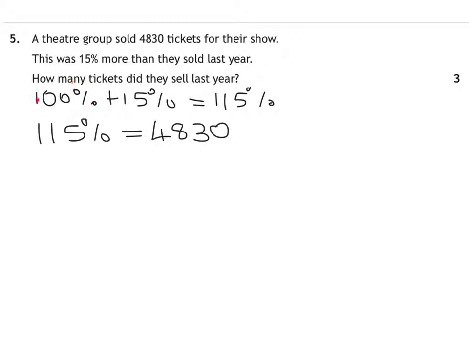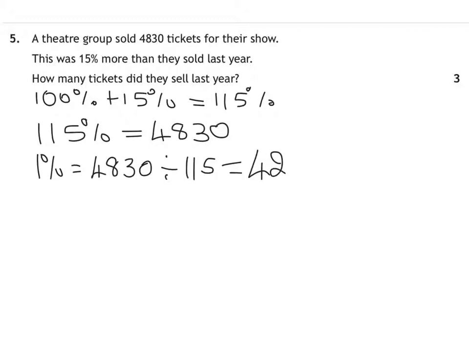Okay, so we start with 100%. We know it's going up by 15%, so we have 115%. So what we have right now is 115% is equal to the 4,830 tickets. Now we need to work this back to 100%. So what we're going to do is divide it by the percentage that we have now to get it back to 1%. So 4,830 divided by 115 gets us 42. So 1% is equal to 42.